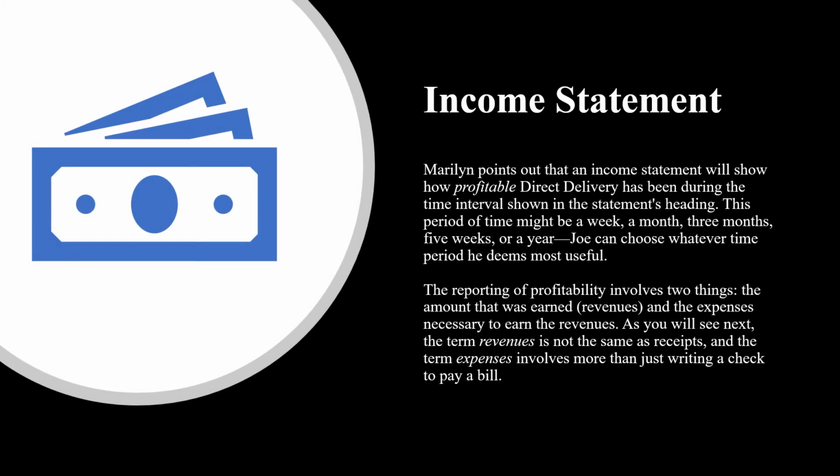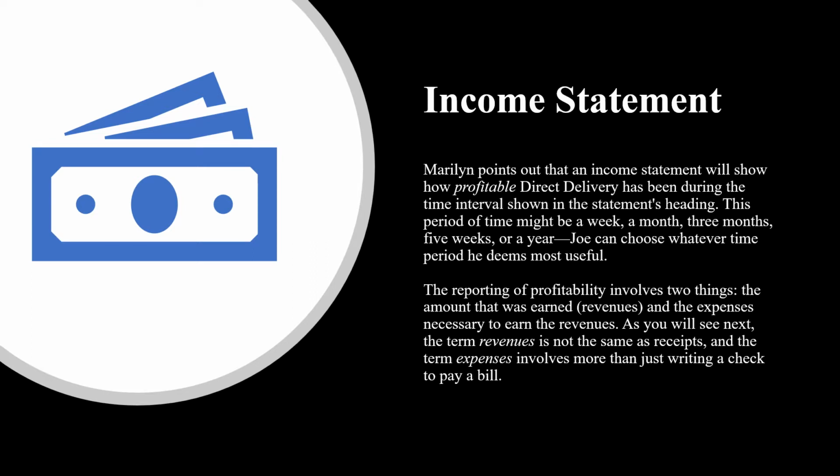Income statement. Marilyn points out that an income statement will show how profitable direct delivery has been during the time interval shown in the statement's heading. This period of time might be a week, a month, 3 months, 5 weeks, or a year. Joe can choose whatever time period he deems most useful.